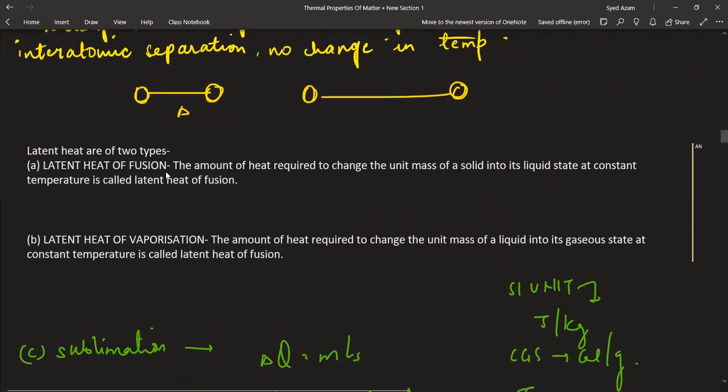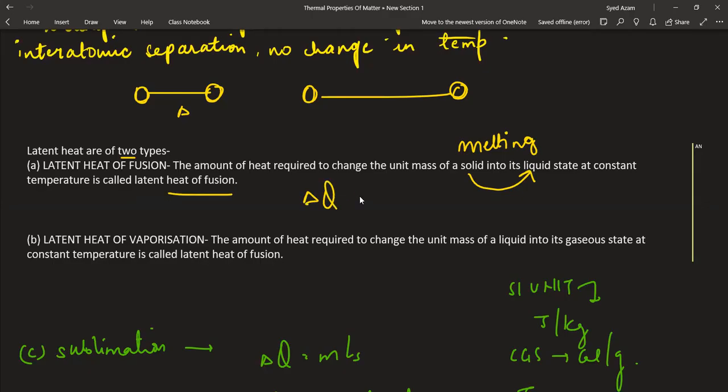Latent heat is of two types. It is written mostly because this is used, but there are all the other types also. Like latent heat of fusion. Fusion means a solid turning into liquid, like the melting process. Melting is basically fusion. So solid turning into liquid is the latent heat of fusion.